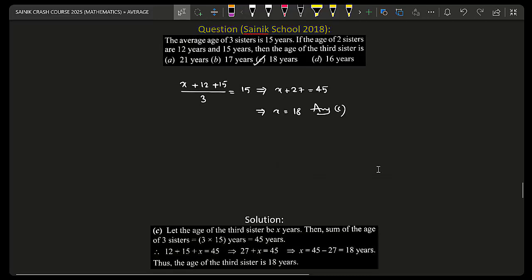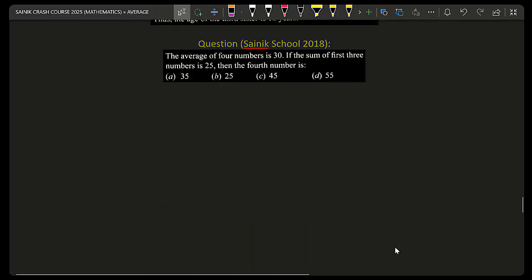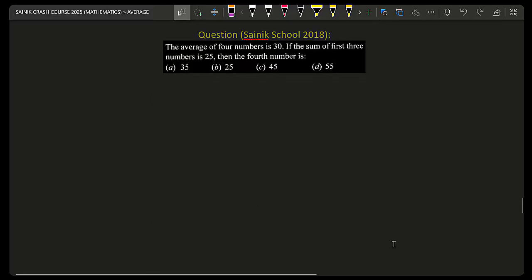This was a very simple question, and the next one also came in the 2018 exam on the average topic. The average of four numbers is given 30. If the sum of first three numbers is given 25, what is the fourth number? Again, a simple question. Who will answer this?